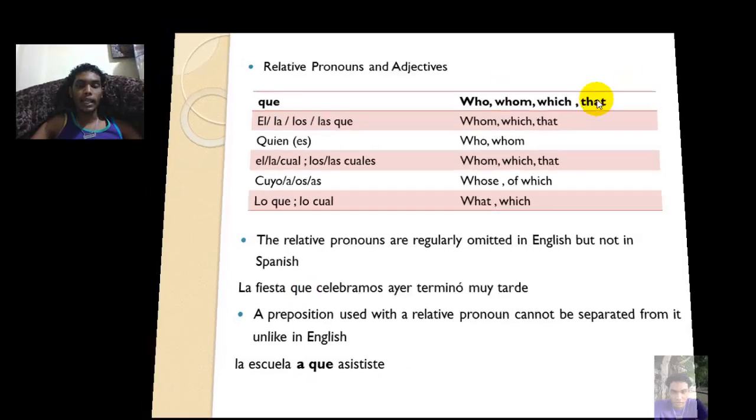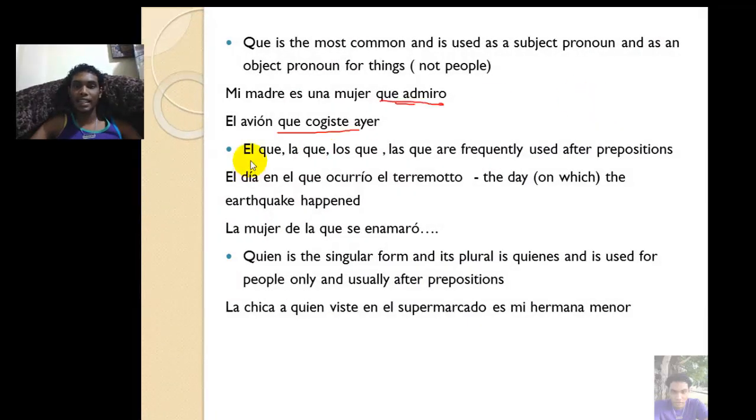Okay? El que, la que, los que, and las que are frequently used after prepositions. El día en el que ocurrió el terremoto. The day on which the earthquake happened. Okay? So we need to include el que ocurrió, because it comes after the preposition en. Okay? La mujer de la que se enamoró. The woman with whom he, well, I assume it would be he, fell in love. Right? Comes after de, so we have la que.